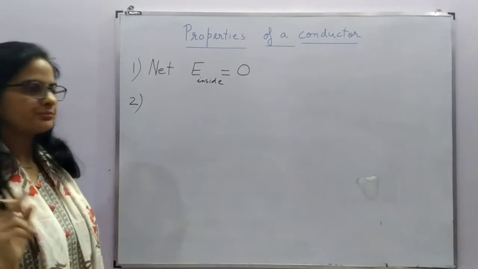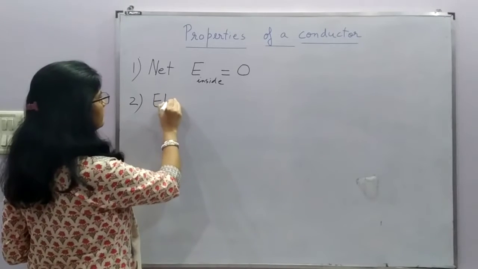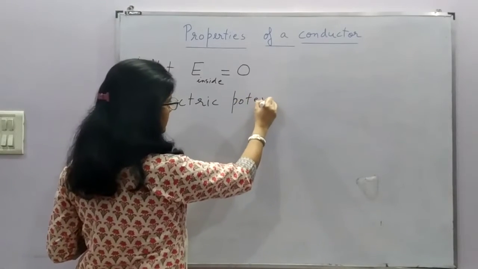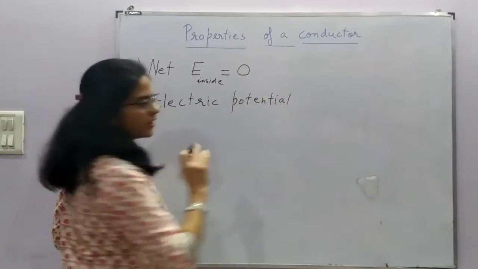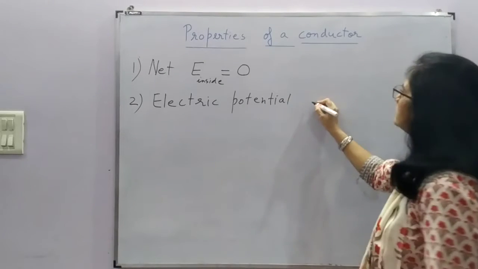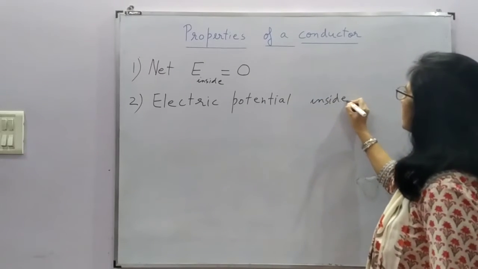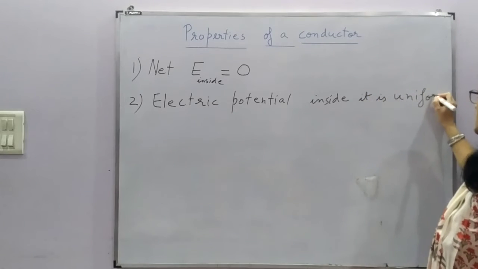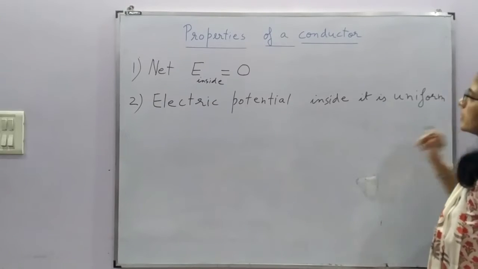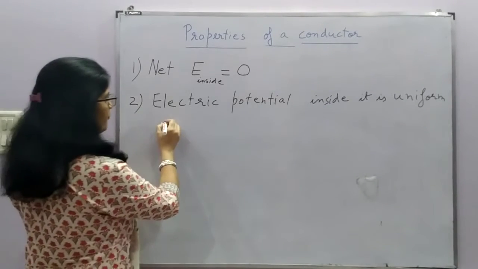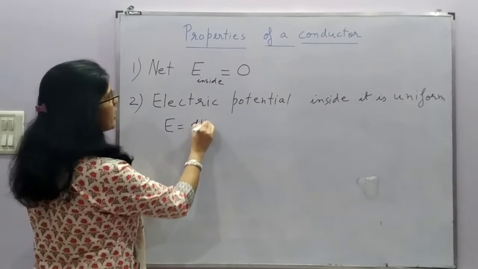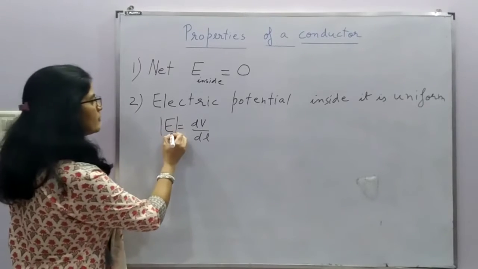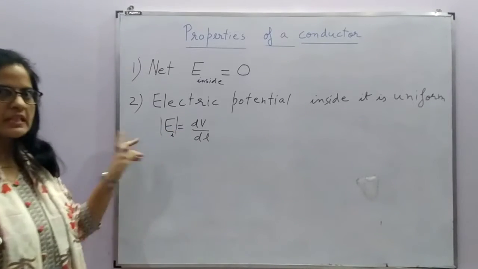The second property is that the electric potential inside a conductor is uniform. This is derived from the fact that we have this expression, dV upon dl, where this is the magnitude of the electric field. Now, if I am talking about the inside electric field, I am marking this with the suffix I.